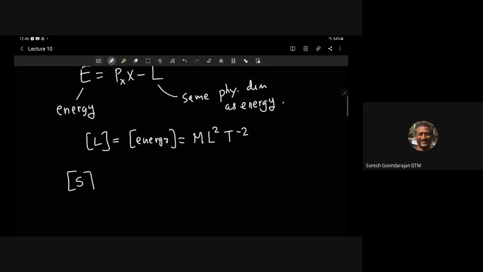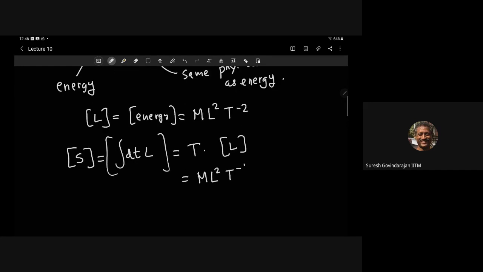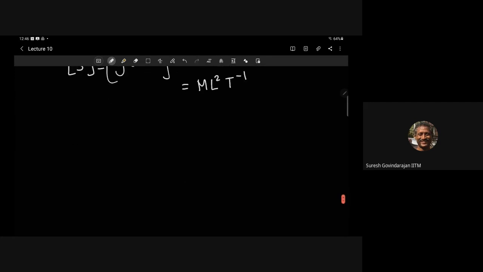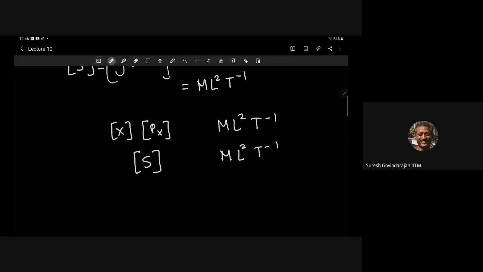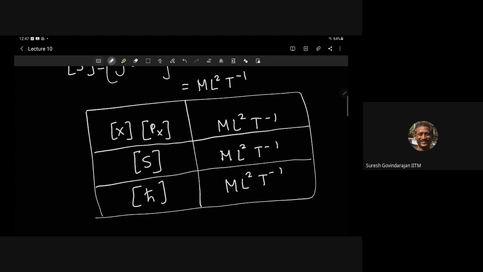Now, what is the physical dimension of S? It is integral dt L. So dt will give one t times the dimension of L. Okay, so let's make a table. What I wanted to compute was the physical dimension of x times px, which is m l square t minus 1. The physical dimension of action is also m l square t minus 1. The physical dimension of h bar is m l square t minus 1. Okay. Everybody agrees with this? So the right hand side is the same for all of them in every row.